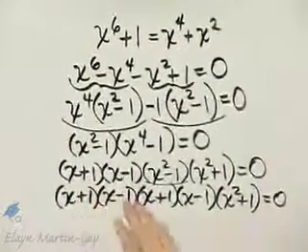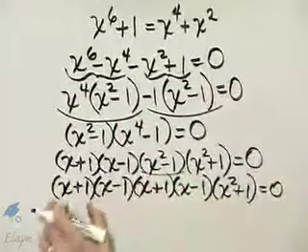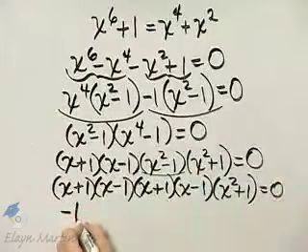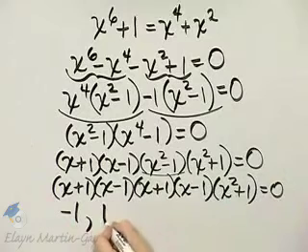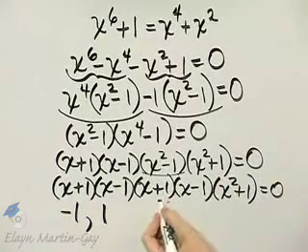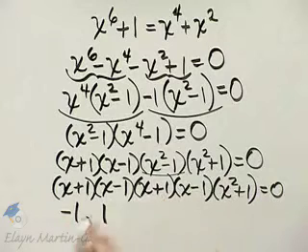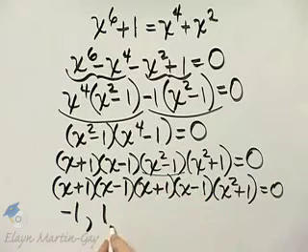You will set each factor equal to 0, but if you set this factor equal to 0, it gives an answer of negative 1. If you set this factor equal to 0, you have an answer of 1. If you set this factor equal to 0, you have negative 1, but you already have it written as an answer, so you get no additional solutions here. This equal to 0, you get 1.